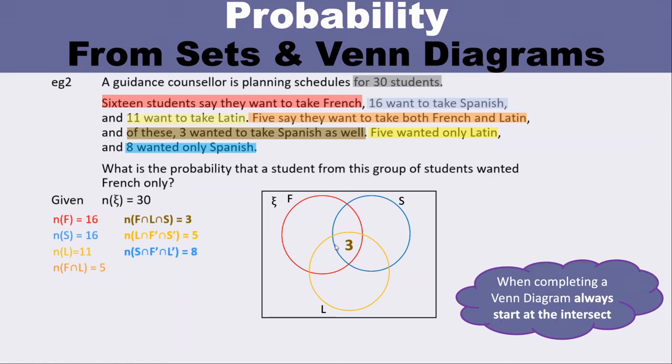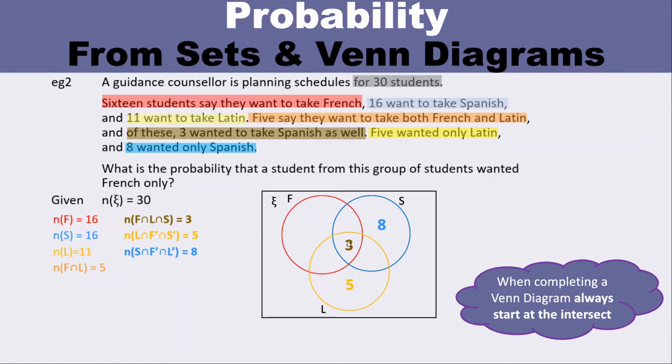Next, let's have a look at the number of students who want to take just Latin. So that's not the ones that want to take Latin and French, not the ones that take Latin and Spanish, and not the ones that take all 3 subjects, but just the ones who want to take Latin alone, and that's 5. Next, how many students want to take just Spanish? So that's not the ones that take Spanish and French, not the ones that take Spanish and Latin, just Spanish. So this part of the set S, that's 8.